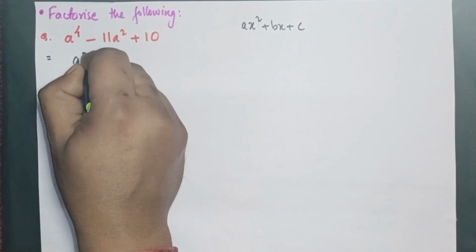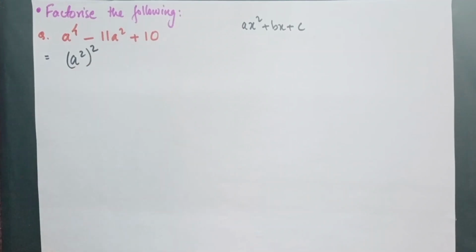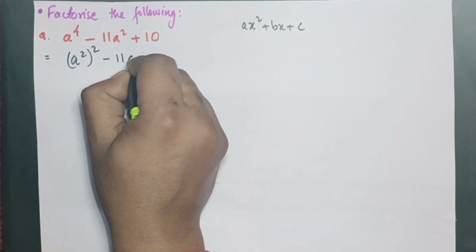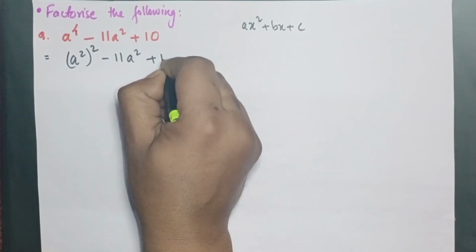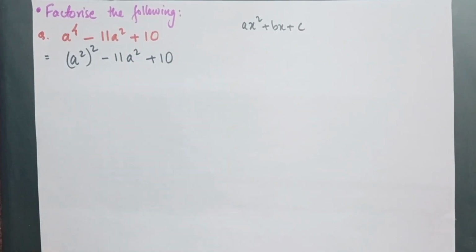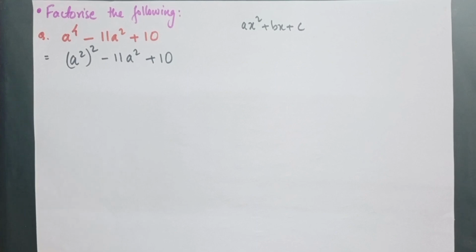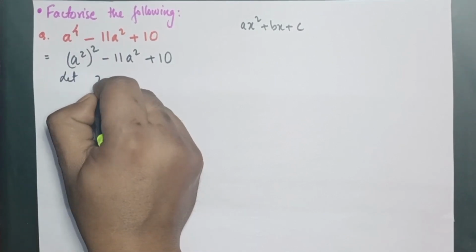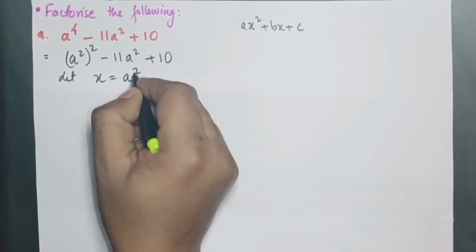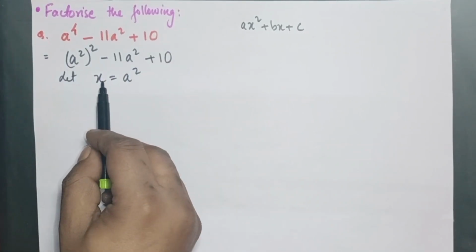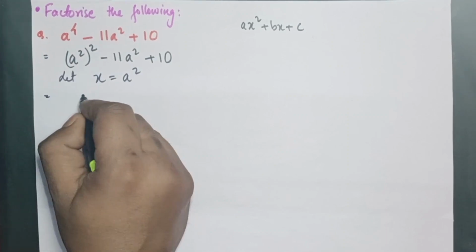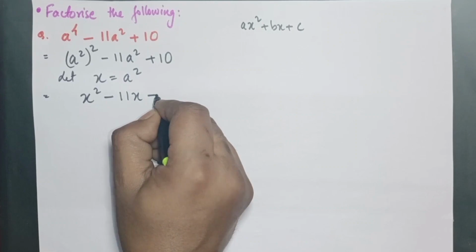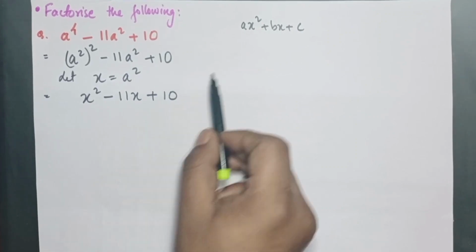Can I write it like this? a to the power 4 is (a square) square, so minus 11 a square plus 10. Hope you are clear with this. Now what will you do? Now we will take let x equal to a square. So instead of a square I can write x. Now this has been changed to x square minus 11x plus 10. Now it's in this form.